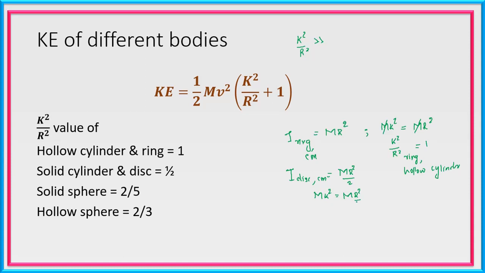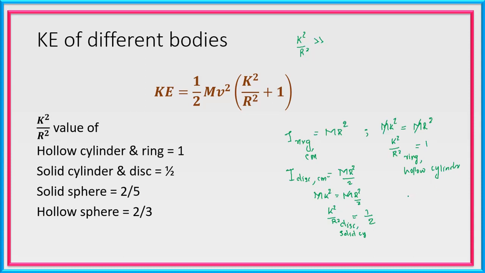Therefore, k square by r square of a disk or a solid cylinder is equal to 1 by 2. You can see the symmetry.